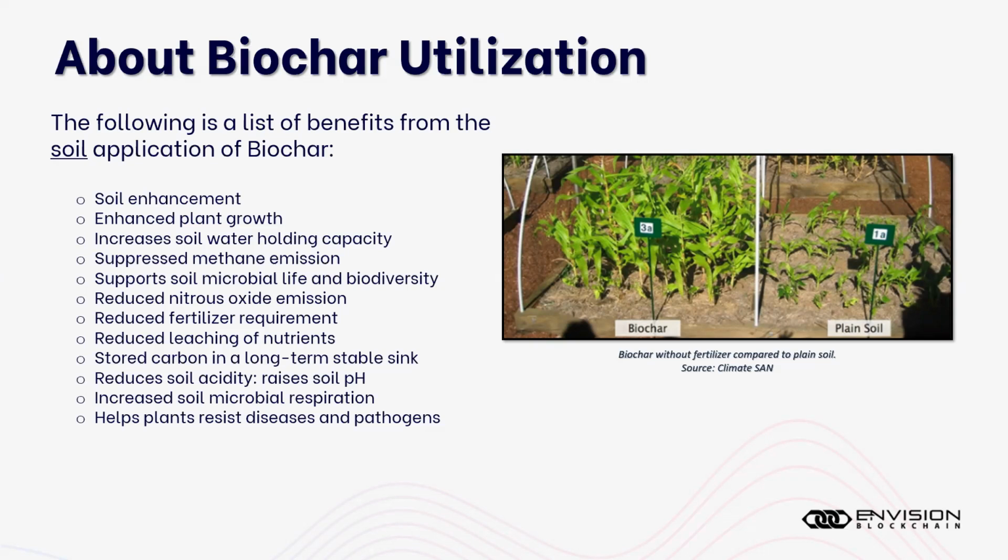So I included this image here. I thought it was a good example of what biochar could do for soil. So to the left, you'll see plants that were grown with soil as well as biochar, and to the right you have plain soil. So as you can see, the ones at the left grew a lot faster, they look more full than the ones on the right that only have plain soil. And this is just one example of what you could do with biochar for soil application.